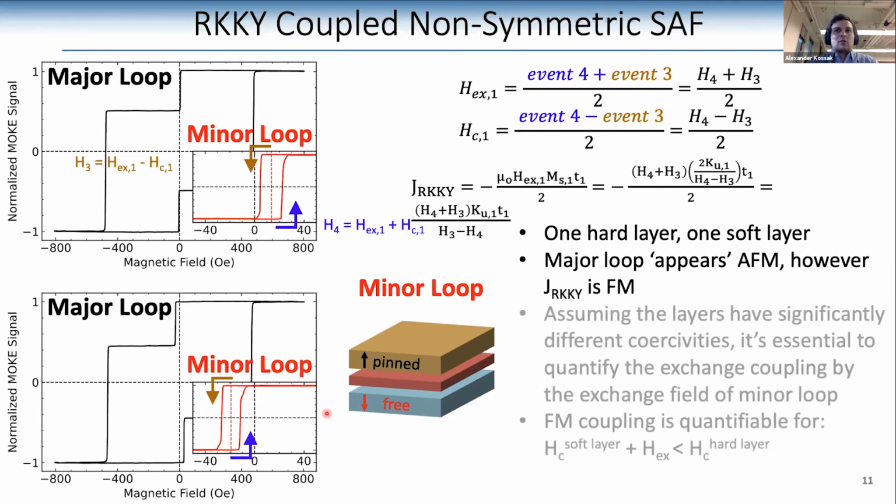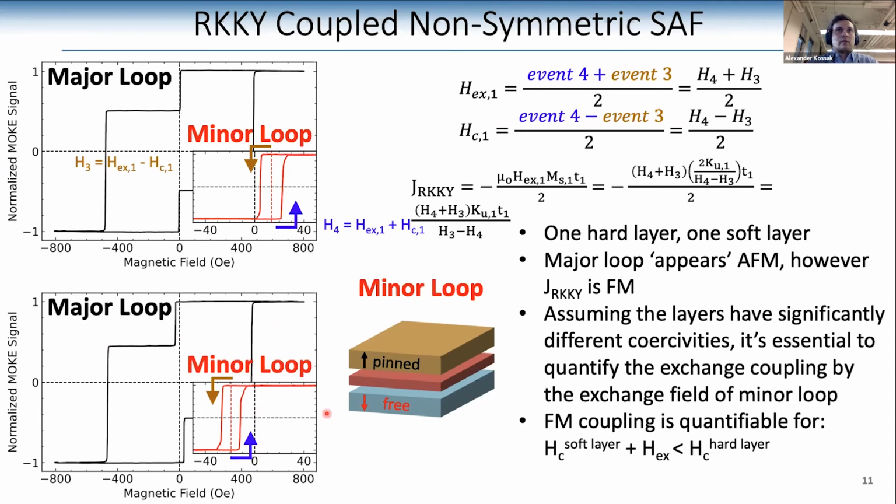And so the advantage of having these two layers that are non-symmetric and have very different coercivities is that one can use the minor loop to quantify both the ferromagnetic and the anti-ferromagnetic exchange field, and therefore their respective coupling constants. And this works as long as the coercivity of the soft layer plus that exchange field is less than the coercivity of the hard layer for quantifying ferromagnetic coupling.